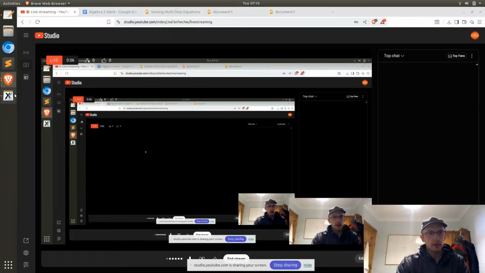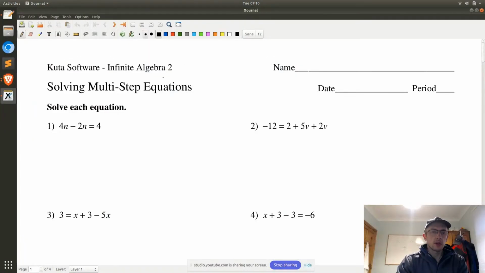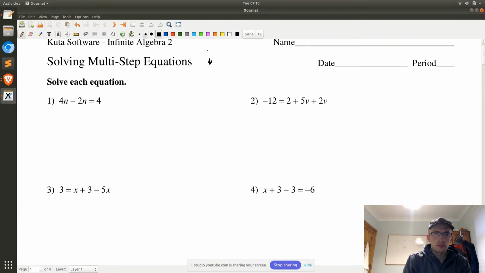What I'm going to be doing this stream is solving multi-step equations to begin with. Great, I can write on here. So, the first equation says 4n take 2n equals 4. Clean up the left-hand side. So do 4n take 2n to get 2n. Then divide both sides by 2 to get n equals 2.